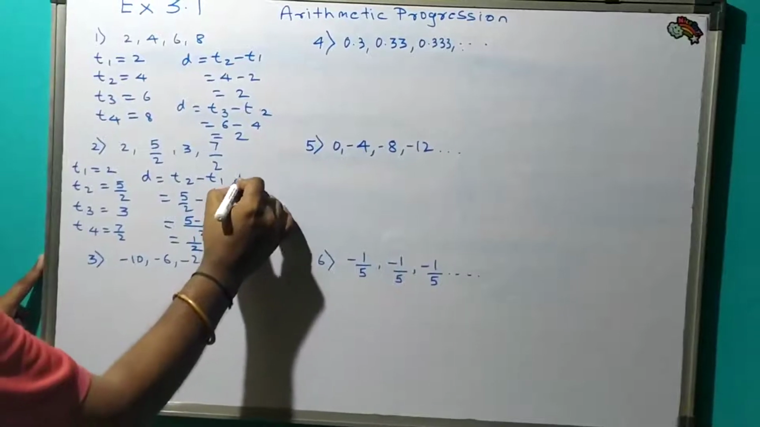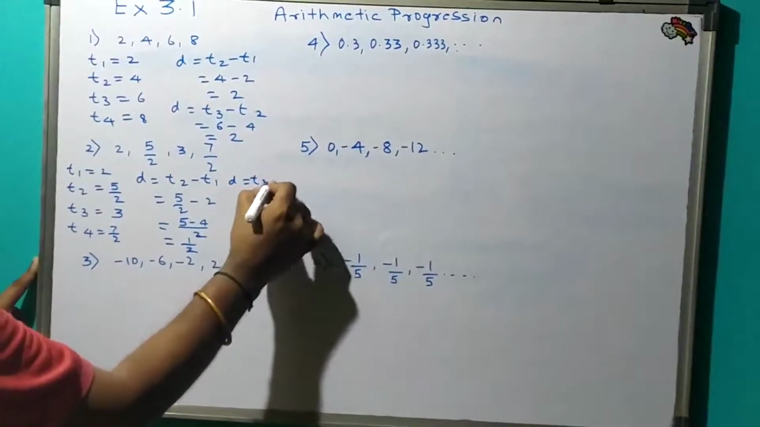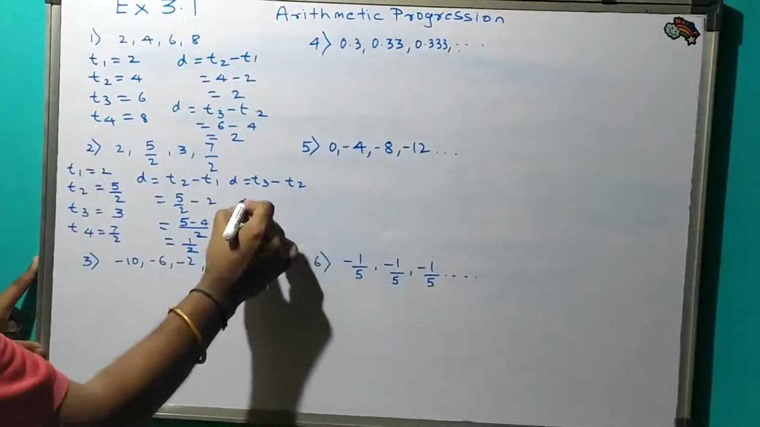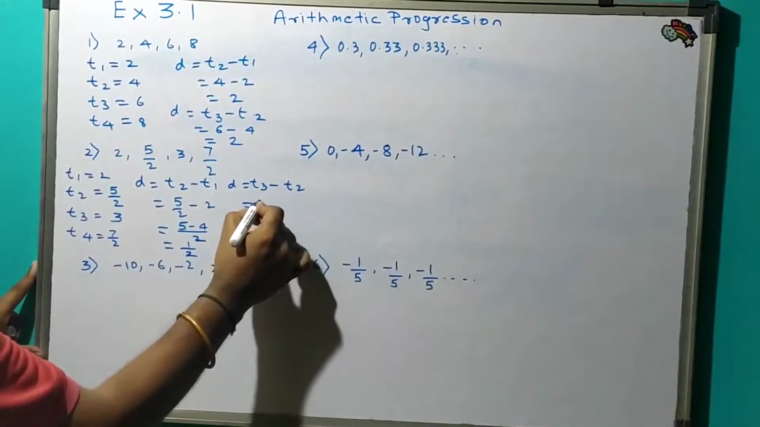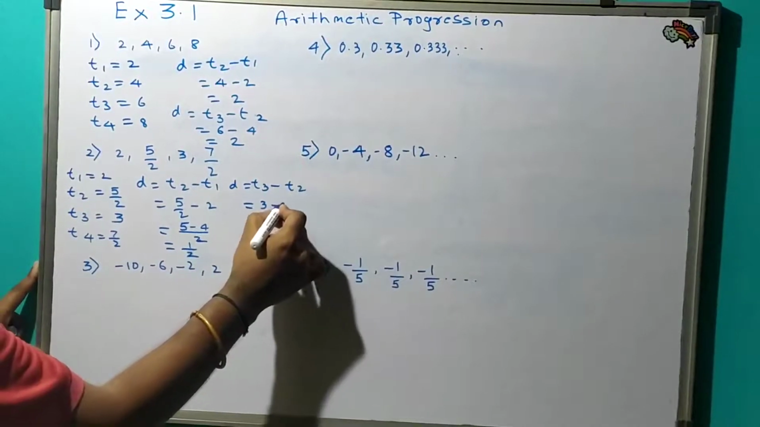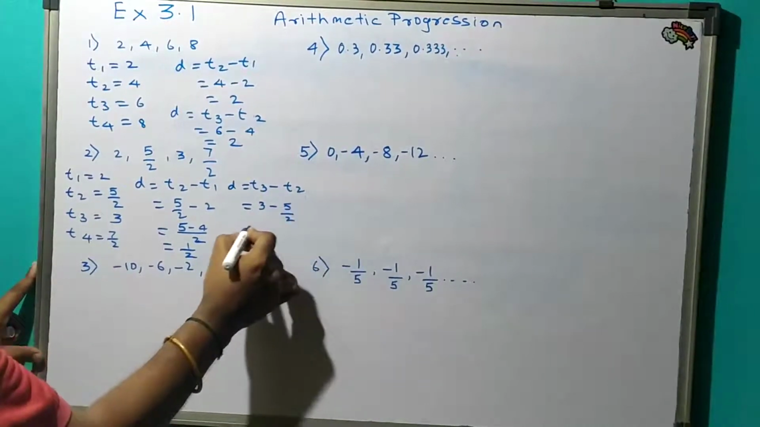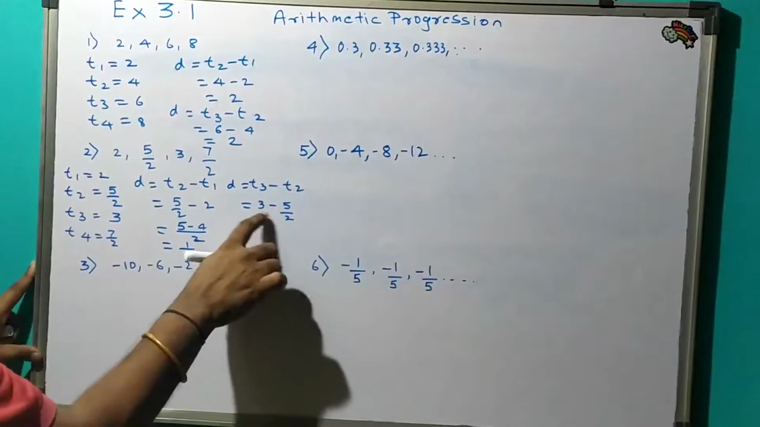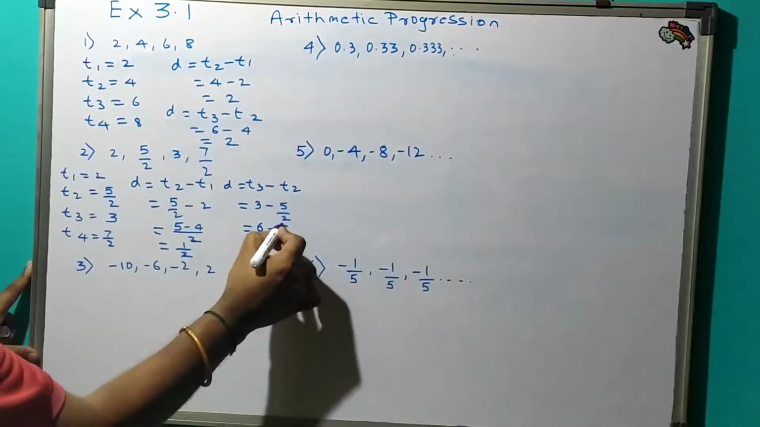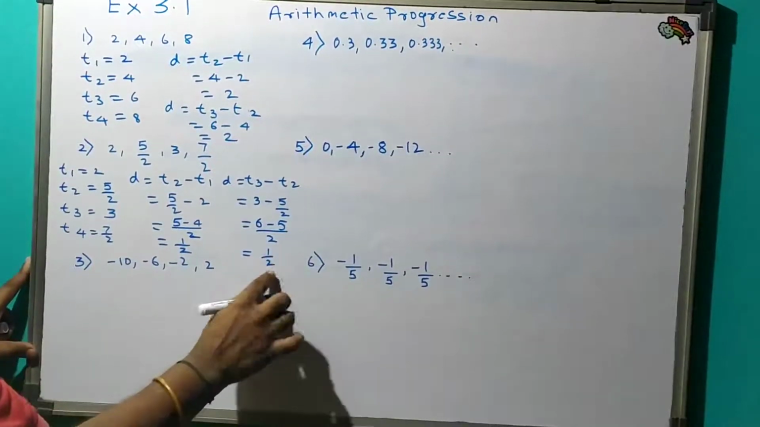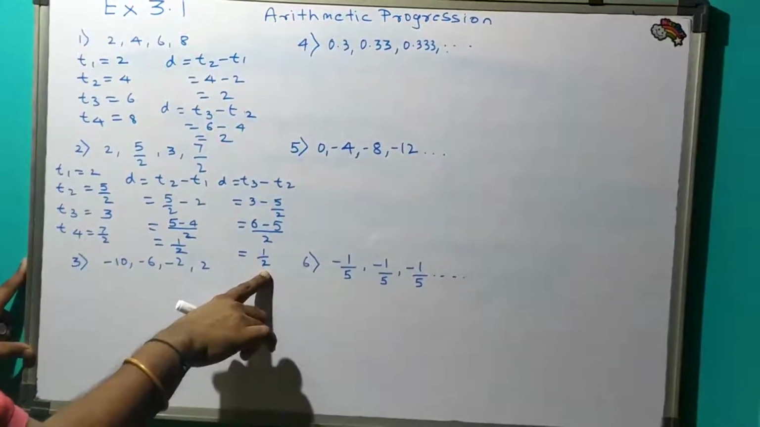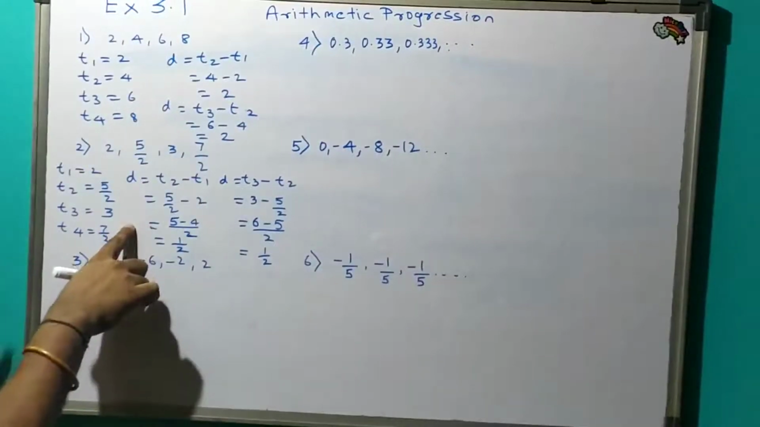Same thing, go for D equal to T3 minus T2. I can write over here T3 minus T2 as 3 minus 5 upon 2. Here also you can take LCM, 3 into 2 is 6, minus 5 upon 2. That is half. This is the difference. This is the first sum, then the second sum.